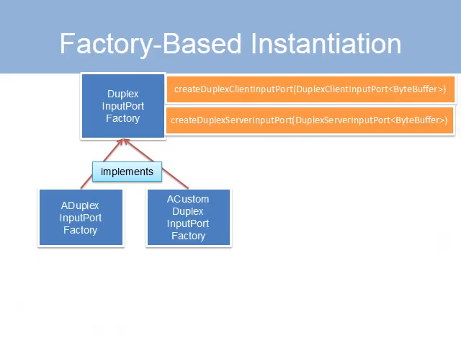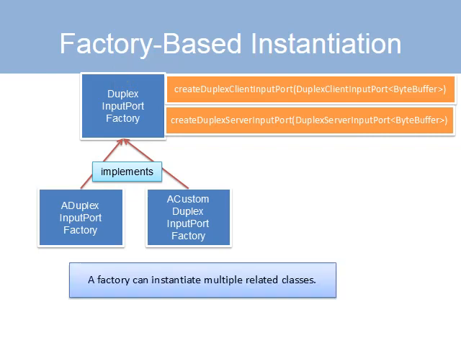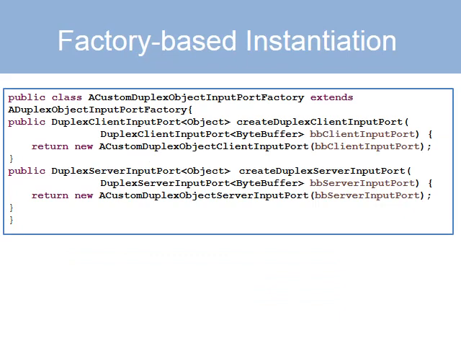Okay, and here's an example. We've got a duplex input port factory interface that tells you how to create the duplex client input port and the duplex server input port, which are tied to each other, and takes parameters. I can have a duplex input port factory and a custom duplex input port factory. So we have two different implementations of the same interface, and as we saw, the factory can instantiate multiple classes. And here's my factory. I just went and extended the previous factory because I'm being lazy, you know, and I don't want to duplicate some of the methods that are in that factory.